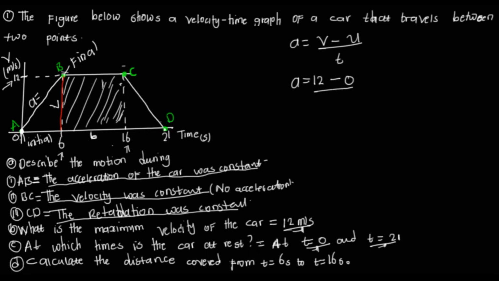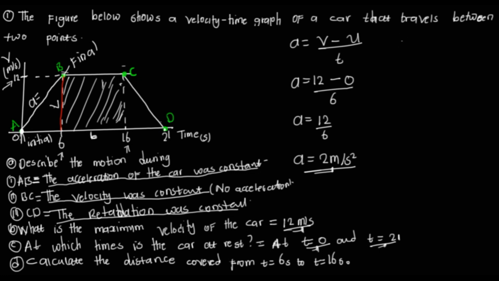Then we need to look at the time taken between A and B. We can see that here we have 6 seconds. So 12 minus 0 is 12 over 6. 12 divided by 6 is 2 meters per second squared. Then we can also find the deceleration. Let's find the deceleration in the last 5 seconds, or from C to D.